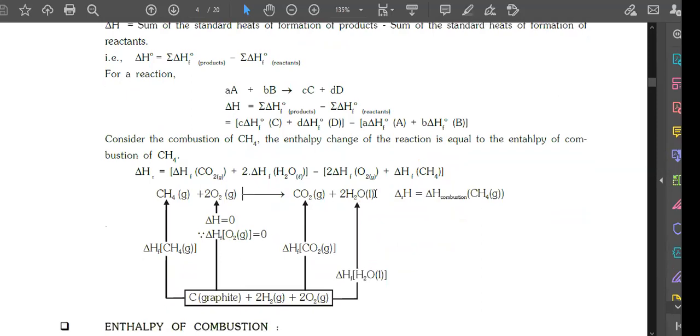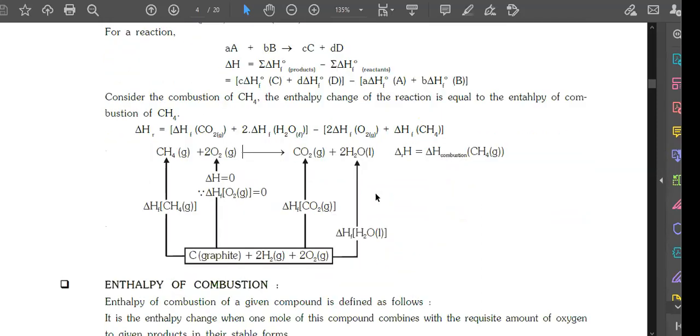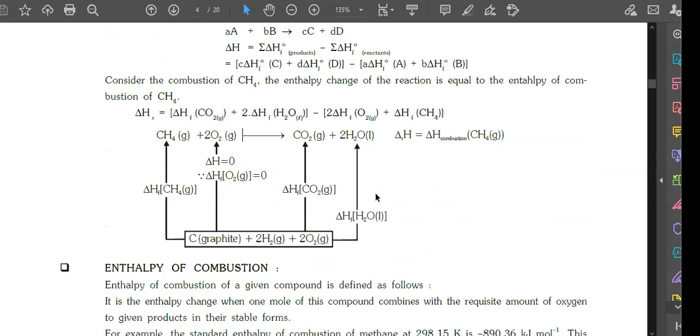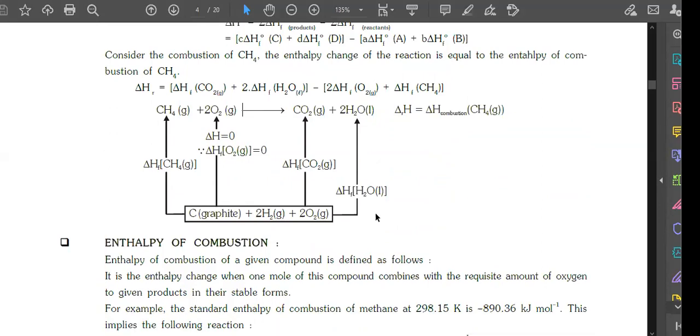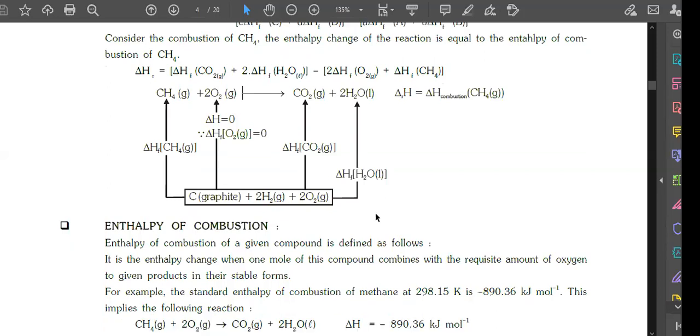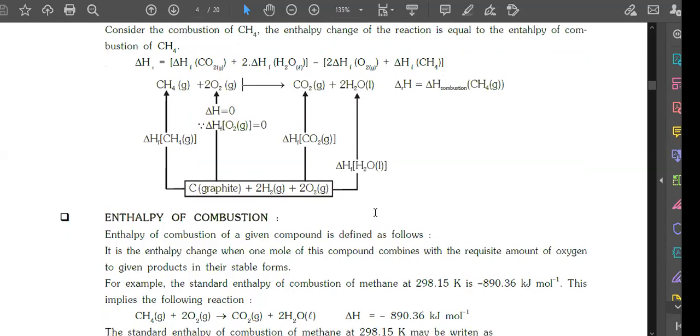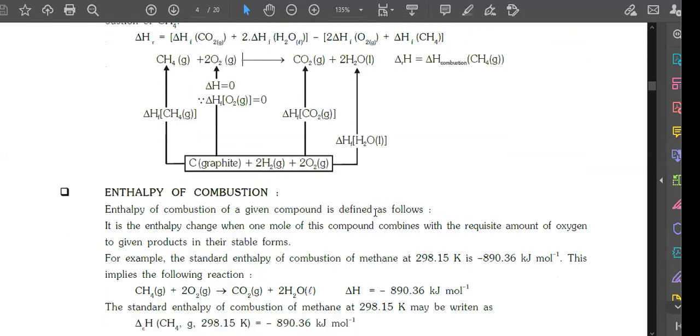So next we studied enthalpy of combustion. We studied that it is the amount of energy released when 1 mole of a substance reacts with the required number of moles of oxygen. Got it? Everyone remember this?